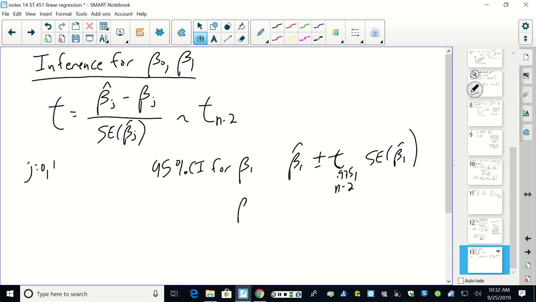Beta 0, same deal. On Friday, we'll look at examples, the standard regression output, estimates and standard errors, and confidence intervals for both intercept and slope.